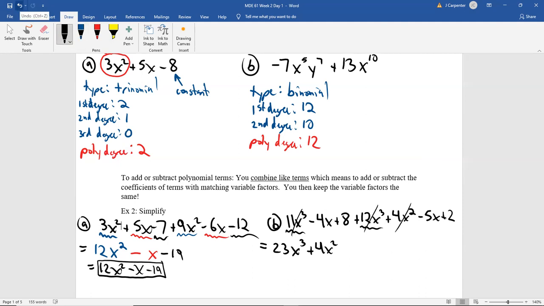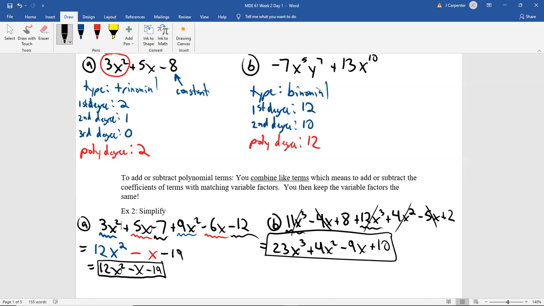Then we have the minus 4x and the minus 5x. Those are what we call the linear terms. They have exponents of one, and they're like: minus 4 and minus 5 makes them minus 9x. They're done. And then we have the 8 and the 2, which make a 10. So again, if you wrote this as 23x to the third minus 9x plus 4x squared plus 10, that's still right. It's just not in the best order.